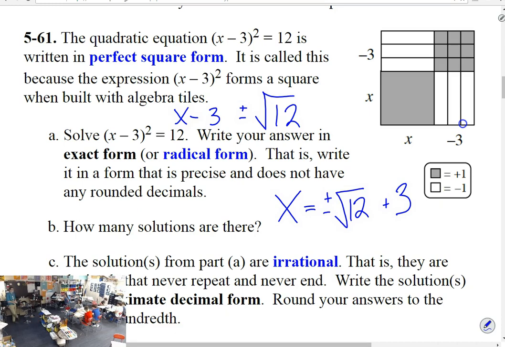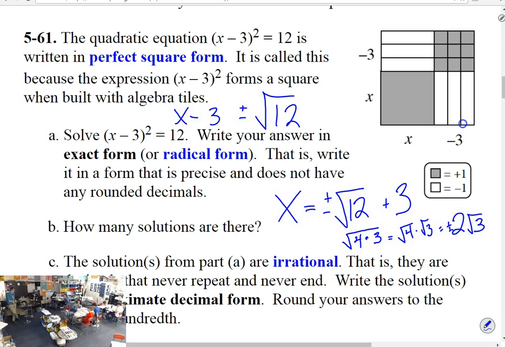Anyone know how to factor radical 12 a little bit further? Well, with radical 12, you want to look for perfect square factors. Radical 12 has factors 4 and 3, and 4 is a perfect square. The square root of 4 is 2, so the 2 goes on the outside of the radical, and the 3 is still inside. So we end up with positive or negative 2 times radical 3.